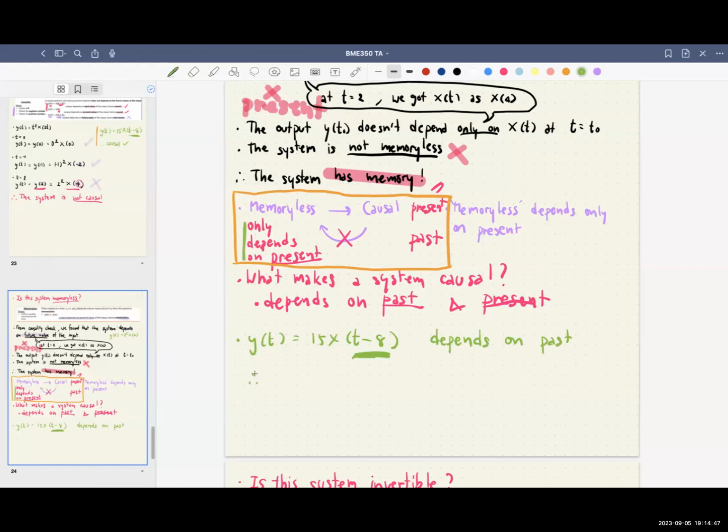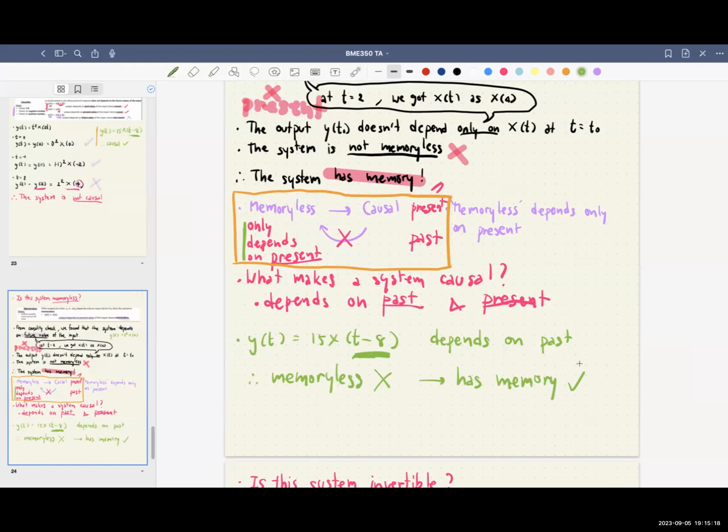Therefore, what does it mean? If it also depends on the past and not only the present, is it memoryless, yes or no? Yes, it's not memoryless. Thank you, Isabella. It has memory. Yeah, this system is going to have memory. That's right.